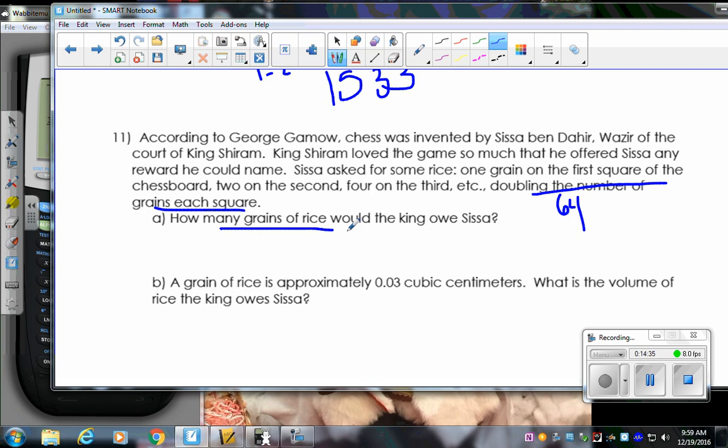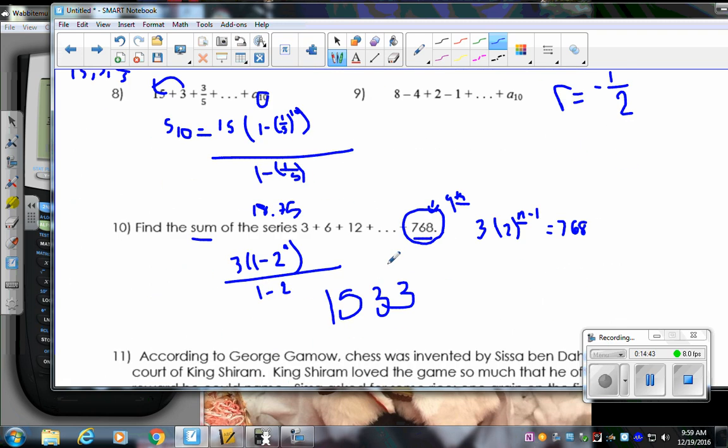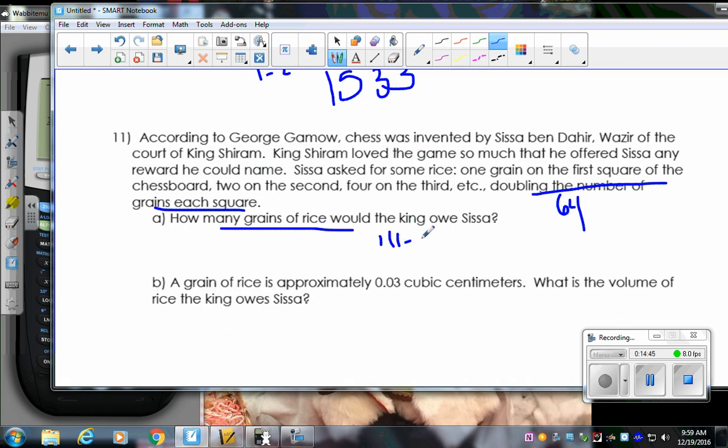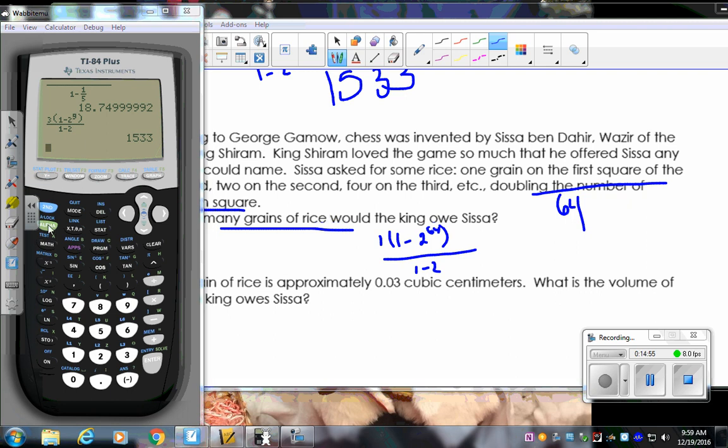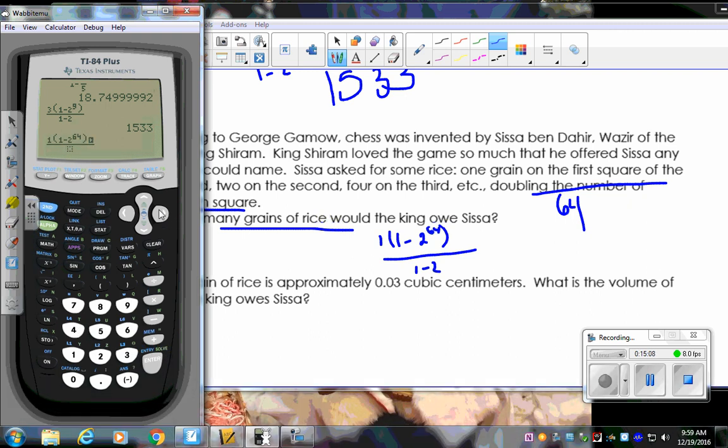So we're asking for the sum of the series. Our first number is 1. Our ratio is 2 because we're doubling. Sorry, sometimes I gotta look at my formula. Okay, 1 minus 2 to the 64th power, because that is my r, divided by 1 minus 2. Okay, so bring up my fraction. Alpha y equals 1. I've got 1 times 1 minus 2 to the 64th, divided by 1 minus 2. It's going to give us a huge number.